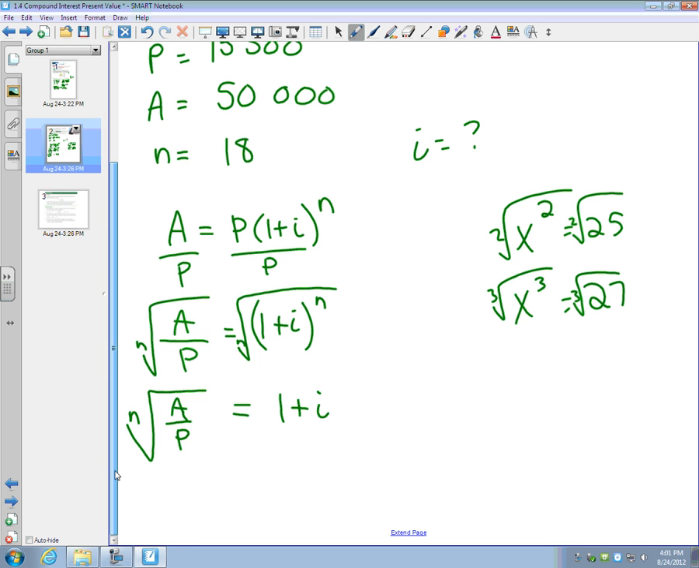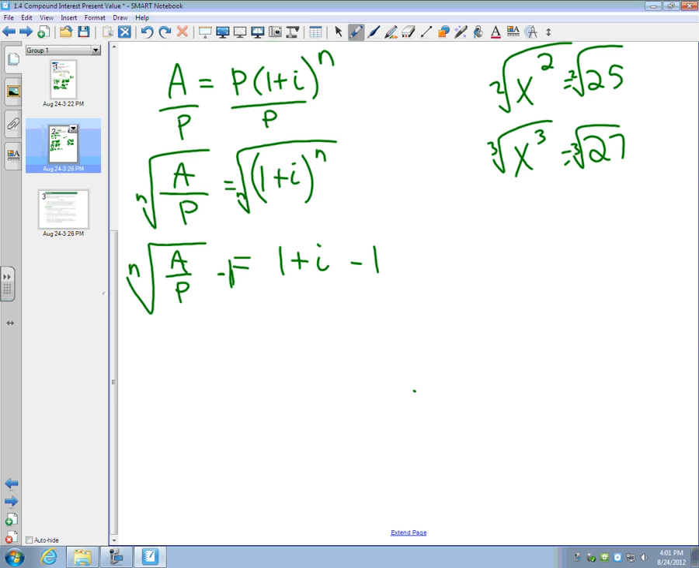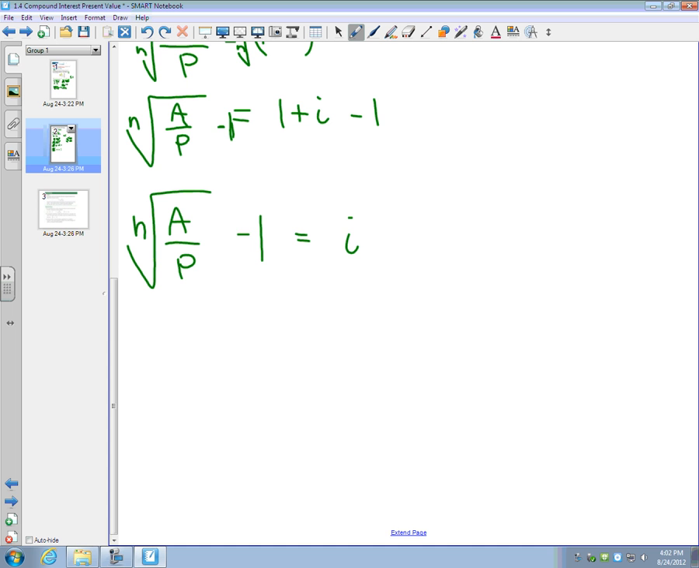Okay, so getting i by itself, I need to subtract 1 on both sides. Careful, that's outside of the square root sign. It's not underneath the square root sign. Our final formula is going to be the nth root of A over P, minus 1, is equal to i. If I have 1 minus 1, I'm just left with i, which is what I was trying to do. Now we're going to put in those values.